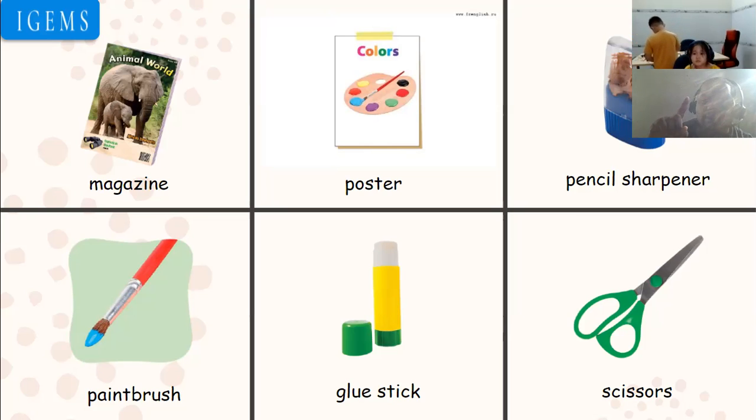What is the first one? Magazine. That's right. Well done. Number two. Next one. Poster. That is correct. Next one. What is the next one? Pencil sharpener. Say it again. Pencil sharpener. That is correct. The next one.